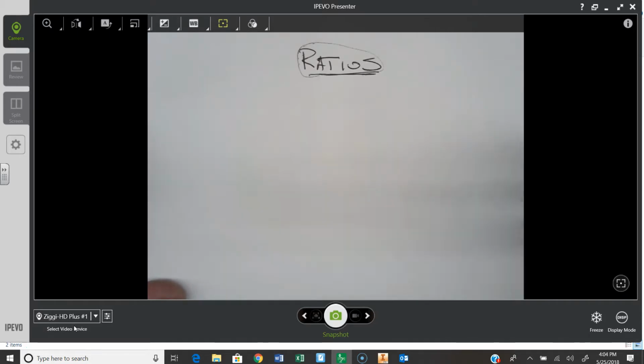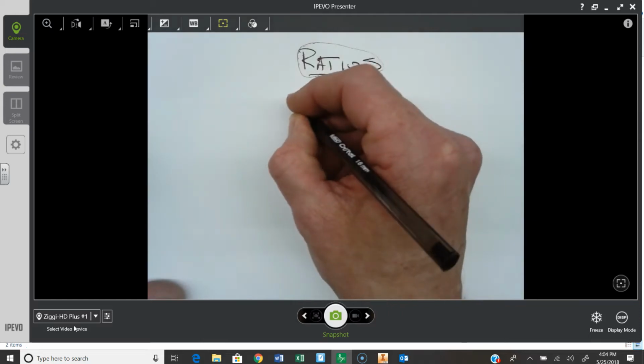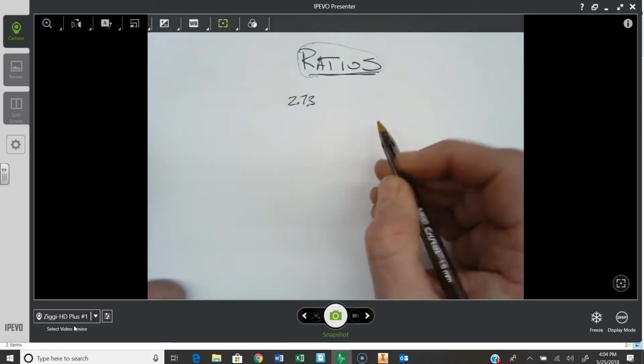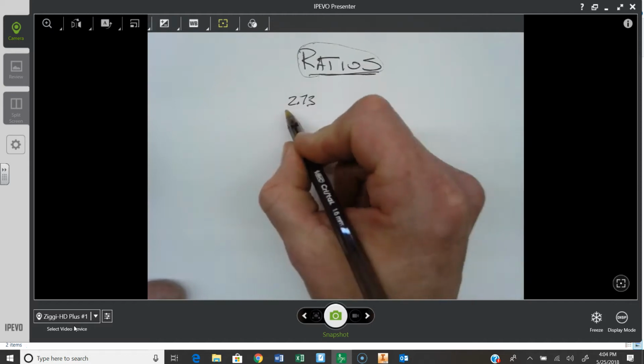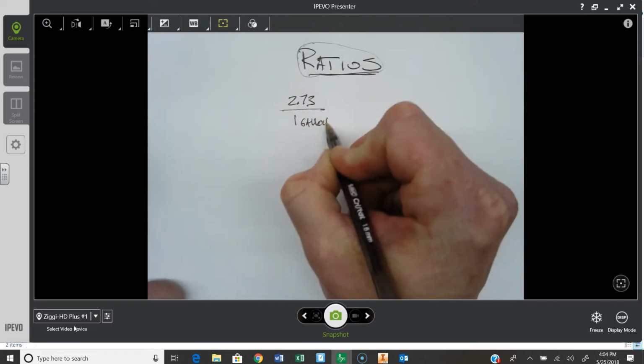It could be something as simple as the price of gasoline. It's $2.73, and usually it's written as a fraction, for every 1 gallon. There's a ratio.